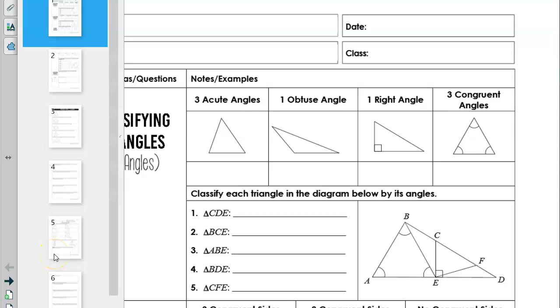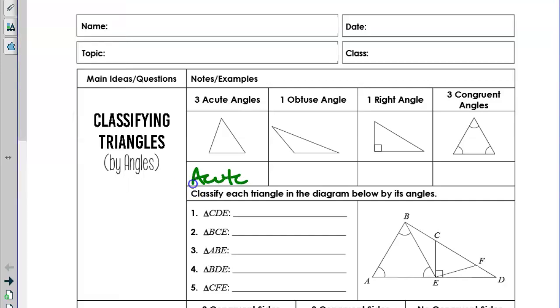We classify the triangle. If it has 3 acute angles, what type of triangle do we have? Isosceles? Not isosceles. 3 acute angles. It's an acute triangle. We didn't go too far with this idea. So if it's 3 acute angles, it's an acute triangle. Put it that way. It's too easy of a question.